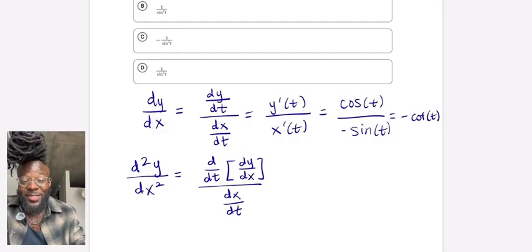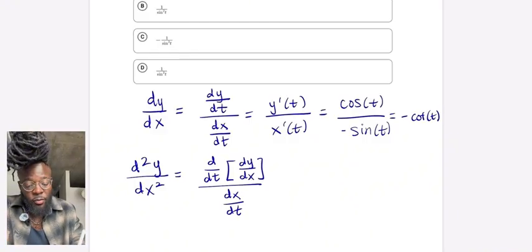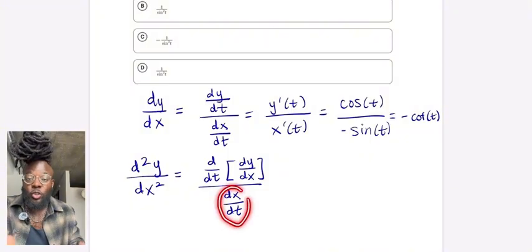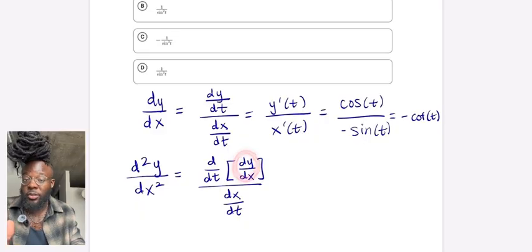So notice this is pretty much the same thing as the first derivative formula, right? In the first derivative, we took the derivative of y with respect to t and then divided by dx/dt. For the second derivative, we're taking the derivative of the first derivative with respect to t and dividing by dx/dt. So it's the same formula here, except instead of the y, we have dy/dx. Everything else is the same.